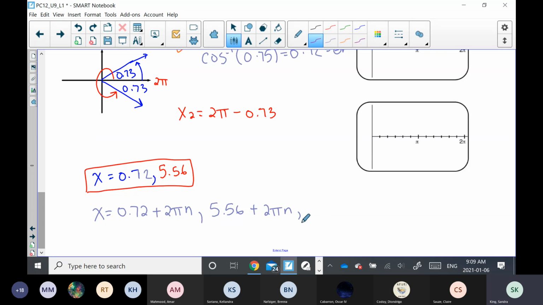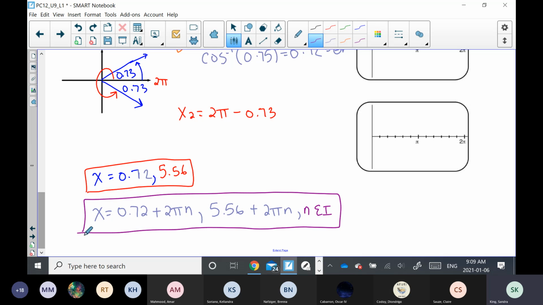And then at the end, I just tell my reader that n belongs to the set of integers. So I could keep adding or subtracting positive or negative integers. So those are my two solutions.